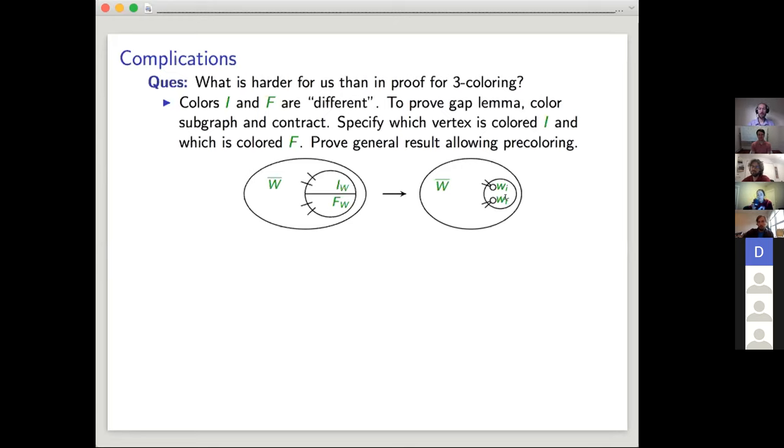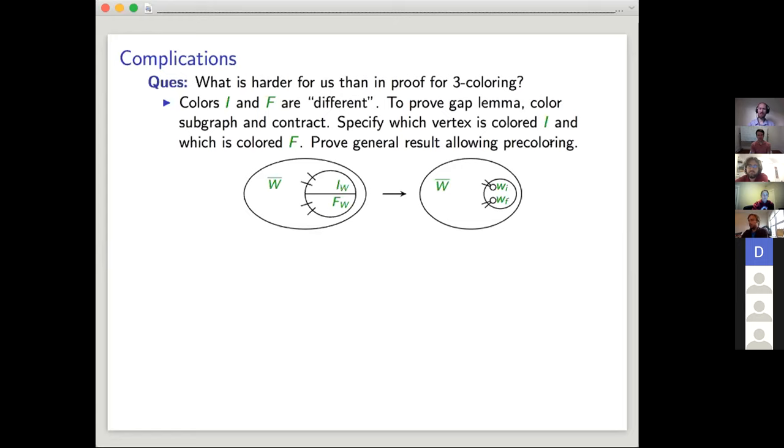And so the way that we get around that is we actually have to prove a more general statement that allows for pre-coloring some vertices. And so pre-coloring means that you're going to specify this vertex has to be colored I and this vertex has to be colored F.